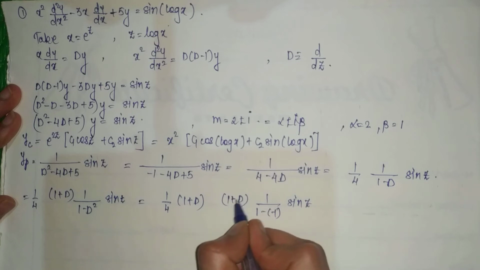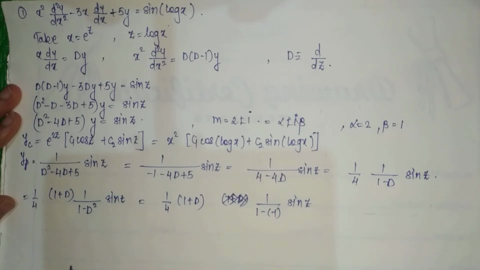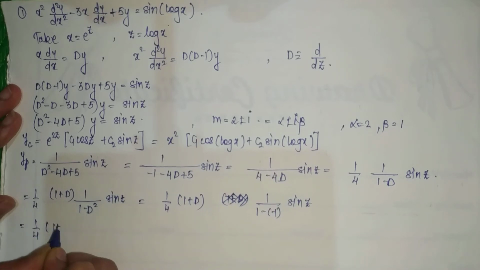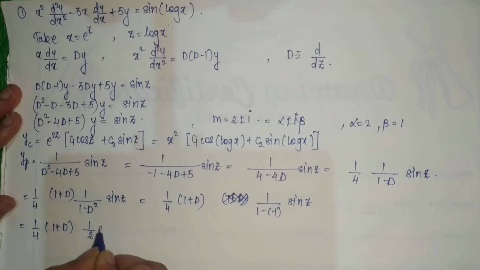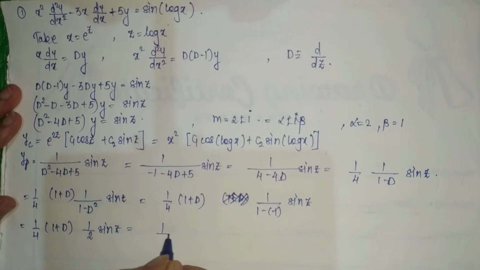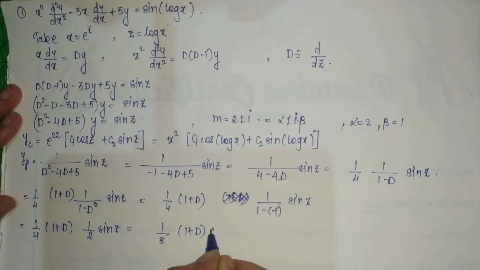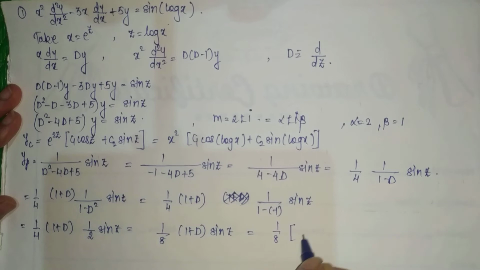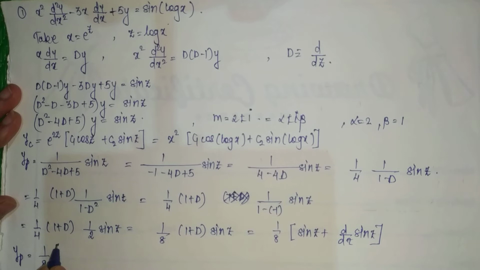Oh, I'm sorry, I had written this twice. Okay, so now we will get 1 plus d, 1 by 2 sin z. Let us take 1 by 2 outside. Okay, so now apply sin z on the remaining operator. So we'll get 1 by 8, sin z plus d, which means d by dz of sin z. So I'm getting the particular integral as 1 by 8, sin z, the derivative of sin is cos z.